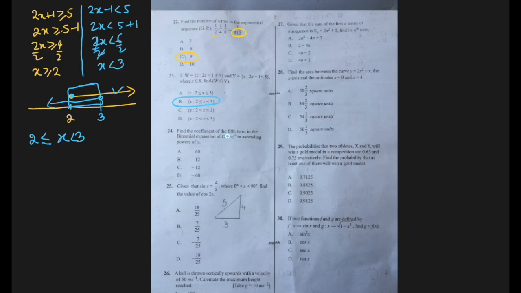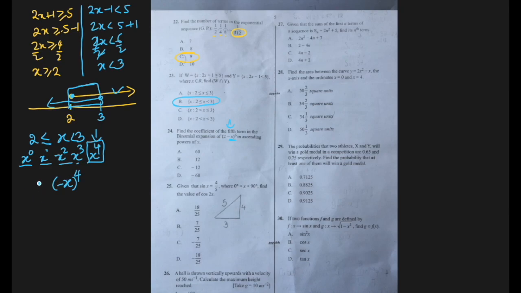Number 24. Find the coefficient of the fifth term in the binomial expansion in ascending powers of x. So they are saying the fifth term. In ascending powers of x, we start with x to the power 0, then x to the power 1, second term, x to the power 2, third term, x to the power 3, fourth term, x to the power 4. So that means we have to focus on the fifth term, where x to the power is 4. This minus x will have power 4.